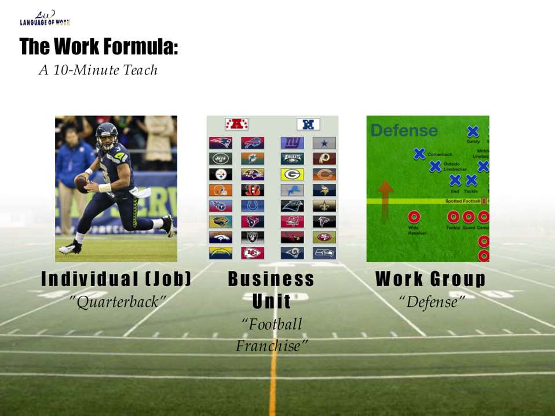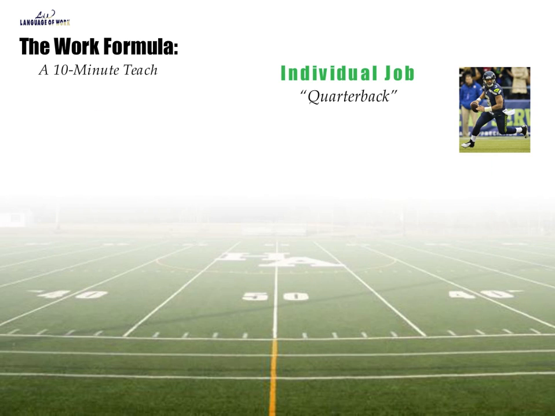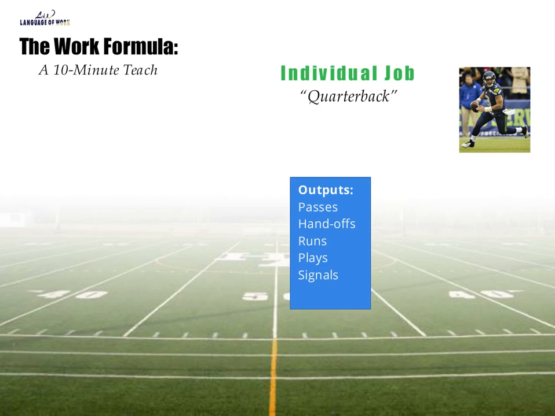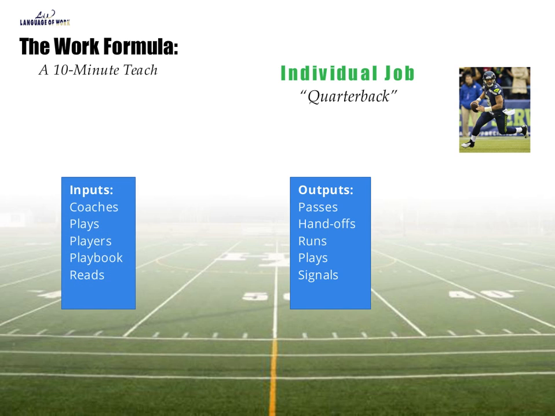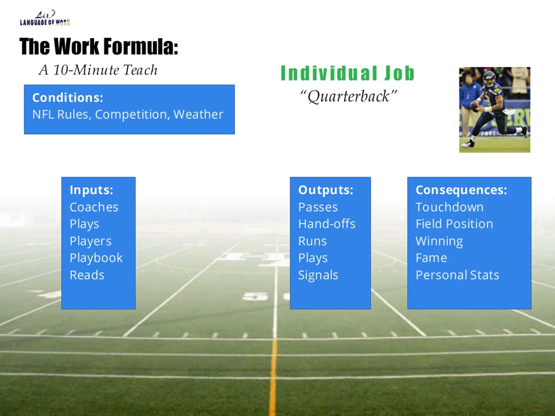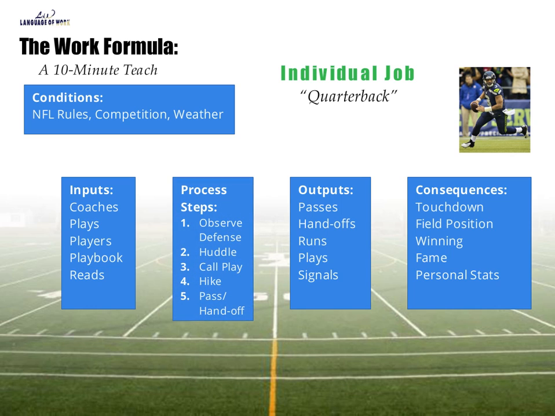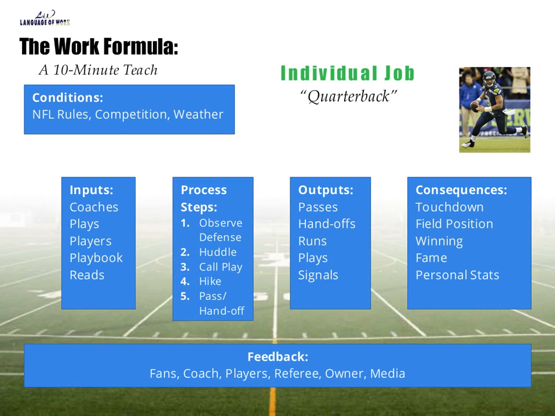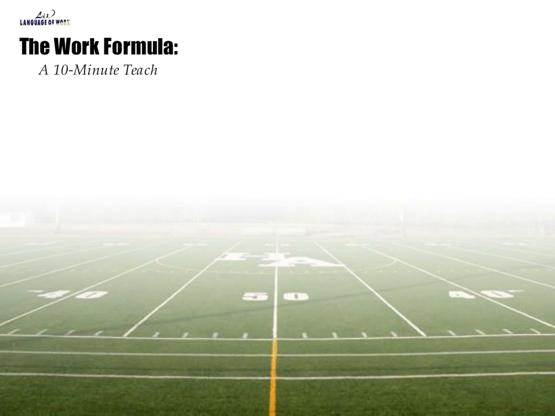In this instance, we will display the job model of a quarterback, one of the many positions or jobs in football. First, you see the outputs for the job. Then, use of certain inputs, adherence to given conditions, to attain positive consequences, using a variety of process steps, aided by different kinds of feedback. This gives everyone a picture of the work this job entails, and the work formula can be used successfully to model your job as well, although we recommend more detail in a template we will provide.